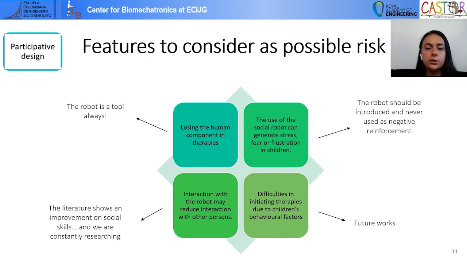The third feature to consider is that the interaction with the robot may reduce the interaction with other persons. The literature shows that interaction with robots actually improves social skills, and we are constantly researching. If we see a therapy where the use of the robot reduces social interaction, we will stop that kind of therapy immediately. The idea is always that the robot reinforces the interaction with the therapist and the caregiver. We have seen since the first interactions that when the robot is there, there is adult seeking: the child looks to a caregiver to understand what is happening, what this robot is saying to them. So we have seen that this is working.